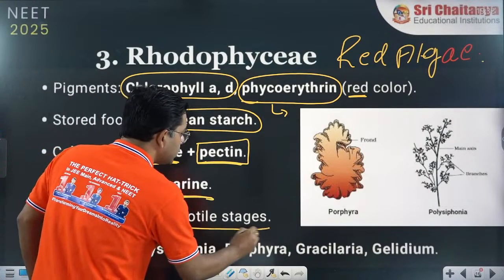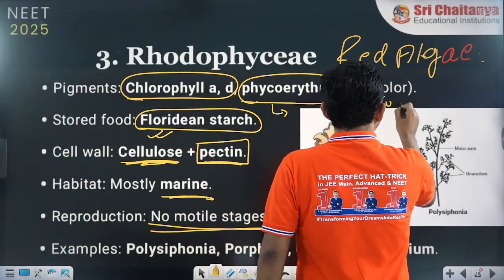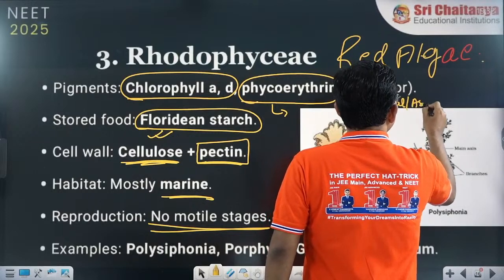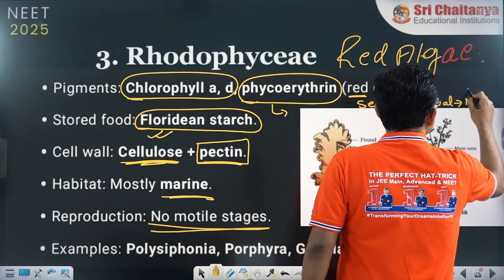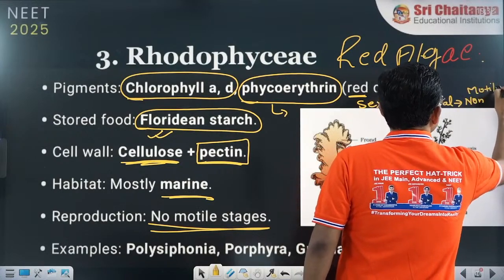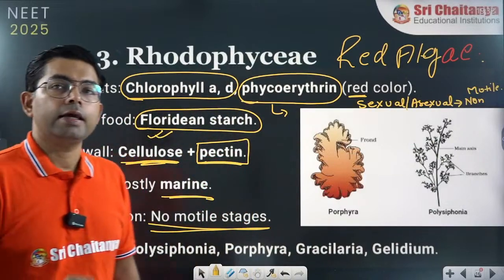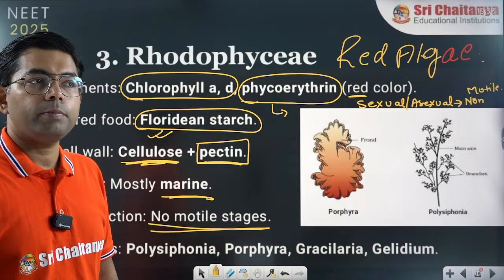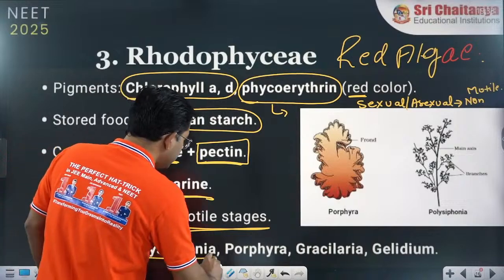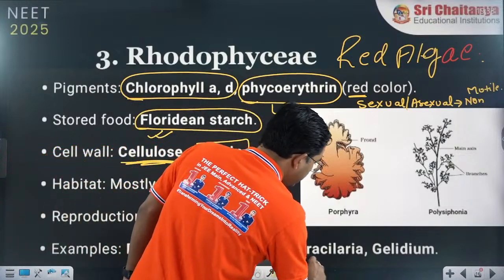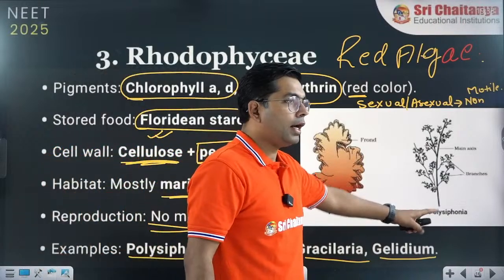And they have no motile stage. So here the sexual and asexual spores are both non-motile. Means they will not have any flagella. They are non-motile, right? So they don't have flagella. A question will be asked, which algae is non-motile? The answer will be red algae. And then lastly, examples: Polysiphonia, Porphyra, Gracilaria and Gelidium. Porphyra and Polysiphonia are given.